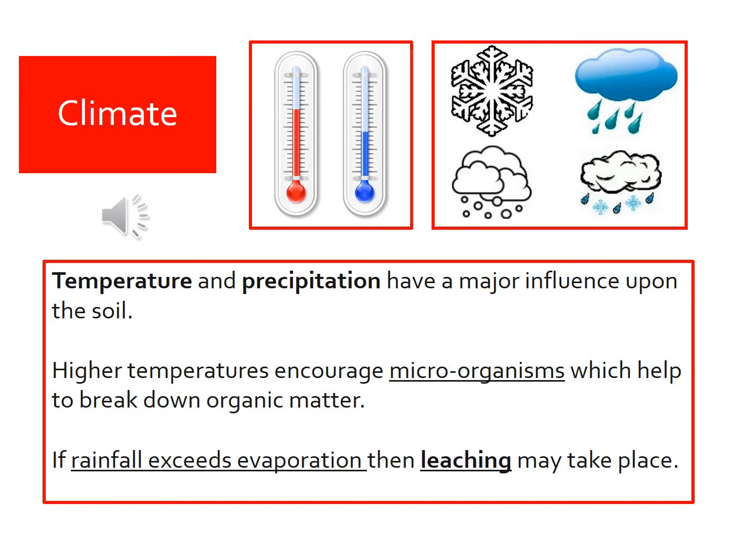If you're talking about precipitation, you're talking about rainfall. Now, this is again back to one of those key terms that I've asked you to remember, which is leaching. So if you look at the bottom sentence, if rainfall exceeds evaporation, then leaching may take place. So basically, if you have lots of rainfall, you're going to have leaching within the soil. Okay, so climate is broken down into temperature and precipitation. Very important to remember those 2 distinct parts of climate. You'll need this later on when we do the case studies.